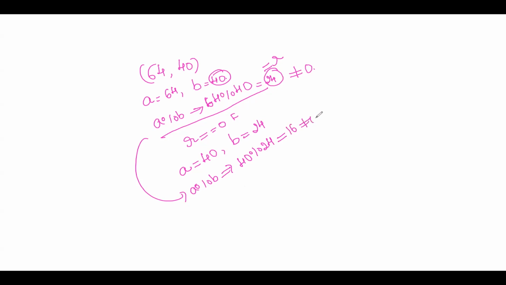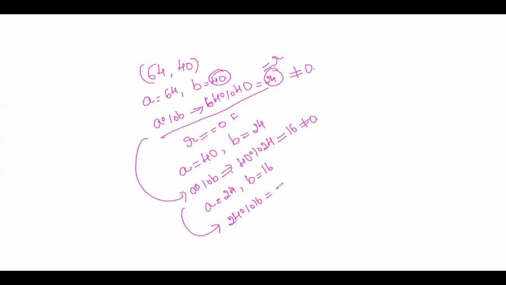Okay, which is once again not equal to 0. Hence, I will once again change the value of a. Now, a will get the value of b, which is nothing but 24, and b will get the value of the remainder, which is nothing but 16. Once again, we will repeat the step where I will do a mod 16.